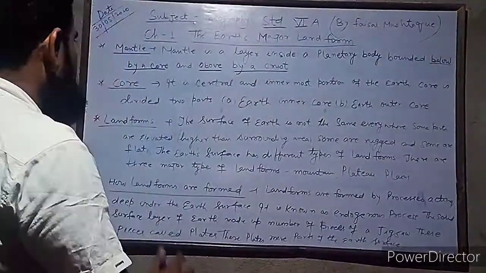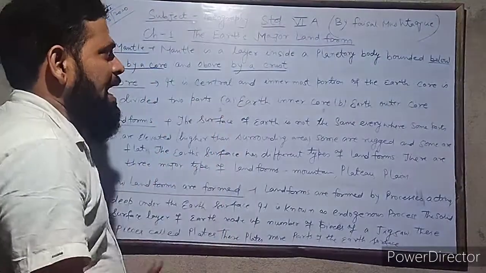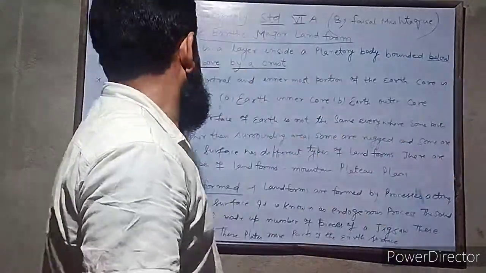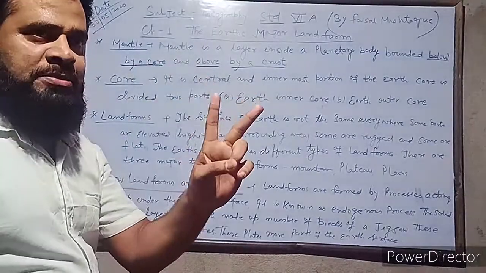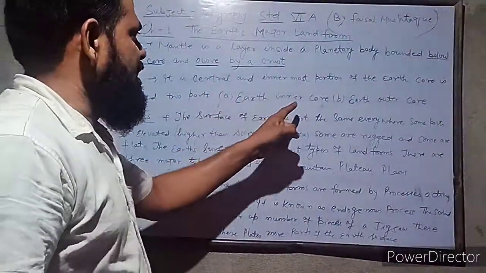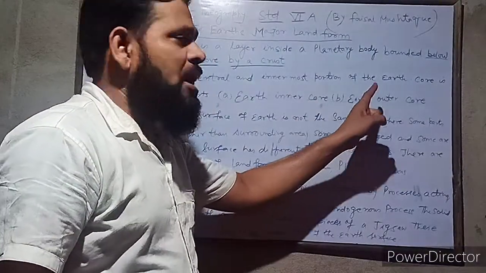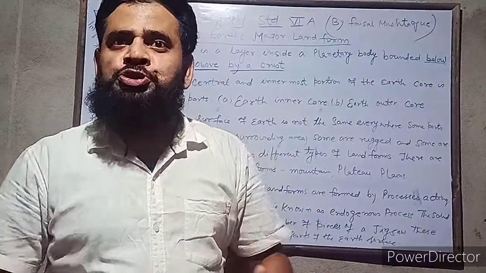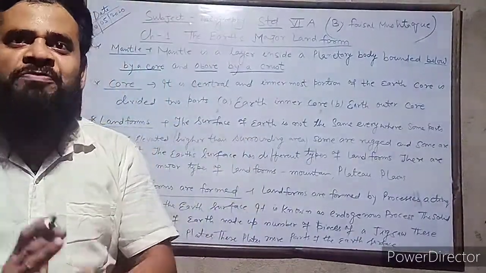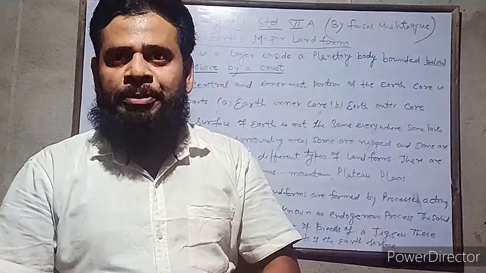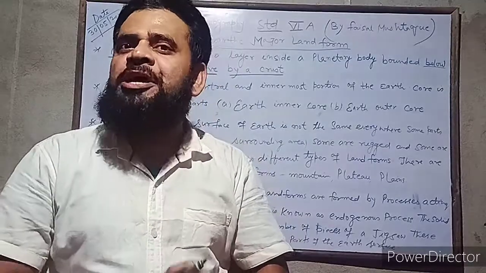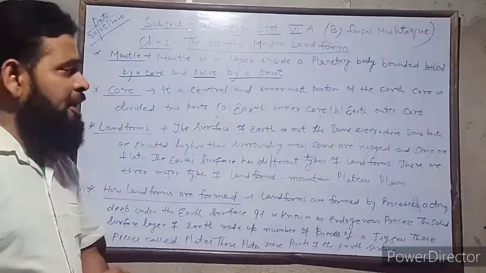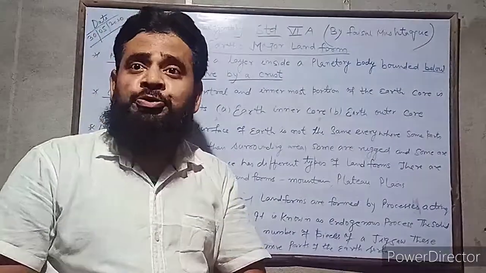Core. The next part is the core. It is the central and innermost portion of the earth. The core is divided into two parts. First, the earth's inner core. Second, the earth's outer core. The central or innermost portion of the earth, lying below the mantle, probably consists of iron and nickel, two minerals. It is divided into a liquid outer core.